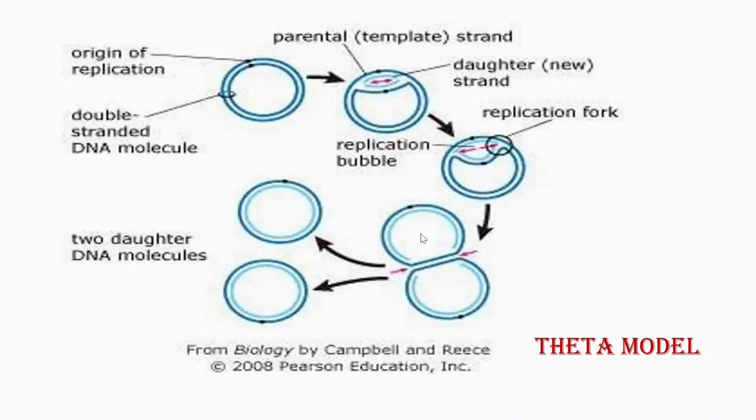In this way, by moving, the replication forks come to one point, and here they meet at a specific point, which we can call the DNA termination site. Termination of the DNA replication takes place, and from the one double helical DNA molecule, two daughter DNA molecules are synthesized. Two double helical daughter DNA molecules are synthesized.